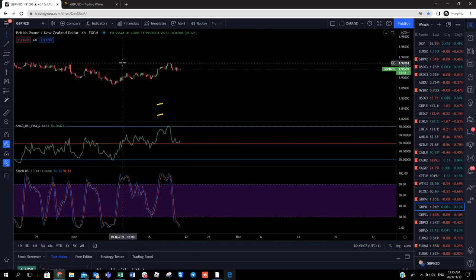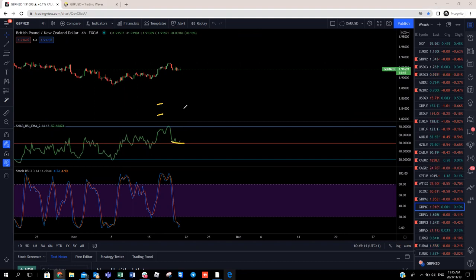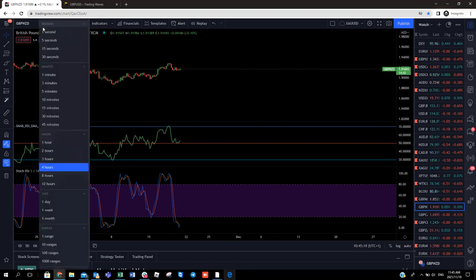So 4 hour, no setup, as you can see. In fact, we've got this one still above 50. So we want to see here on the 4 hour. Let's see on the 4 hour if we can have that one dropping as expected.